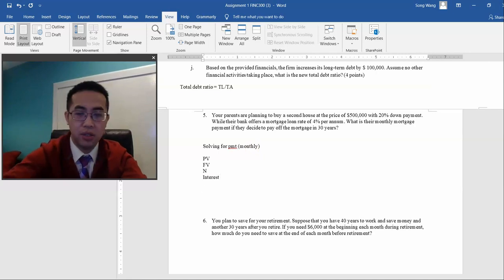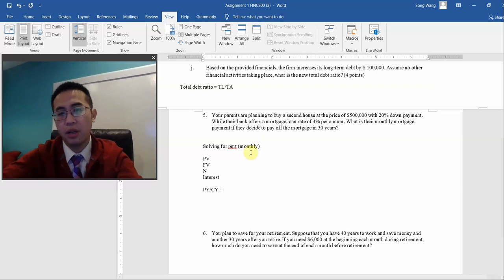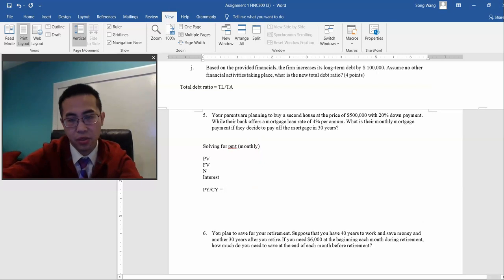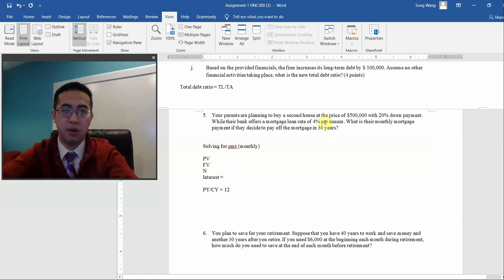Okay, and also make sure in your calculator your PY and the CY has a meaningful number. So if you put your PY and the CY equals to 1, then the interest rate of 4% should incorporate that change. If you put it as a 12, then you don't need to incorporate any change for the interest rate, just the number of 4% in the interest rate.